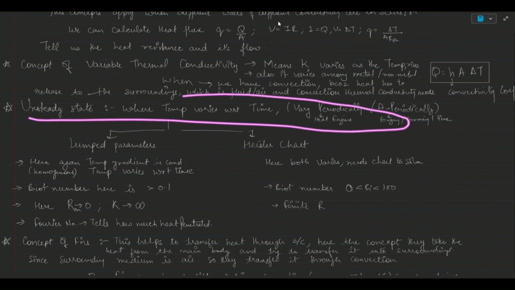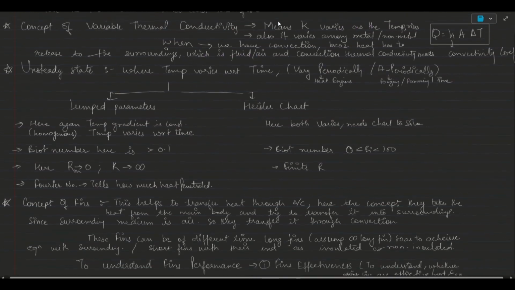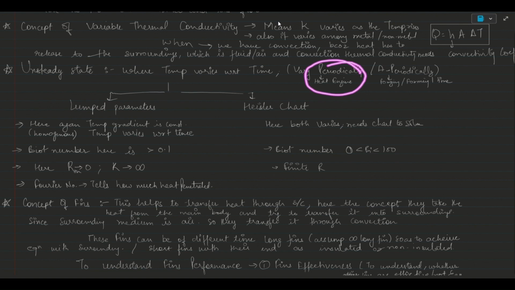Now, unsteady state. In unsteady state, we have to deal with temperature that varies with time. Again, here we can have two systems: one is a periodic system, one is an aperiodic system. A periodic system is when the same cycle is happening, like addition of heat, doing the work, and then some rejection of heat. This cycle is repeating again and again in a periodic manner. That's where we say periodic, in heat engines, for example.